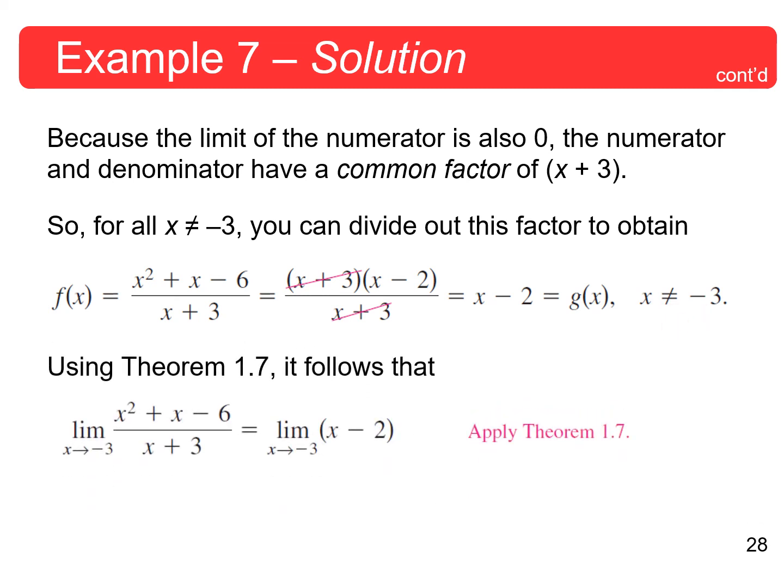Now using theorem 1.7, it follows that the limit of this function here is just equal to the limit of this equivalent function, which is x minus 2, except that x cannot be equal to -3. Then you just take the limit of this expression as x approaches -3. Therefore, the limit is equal to -5, because using direct substitution, this is -3 minus 2, and that is equal to -5.